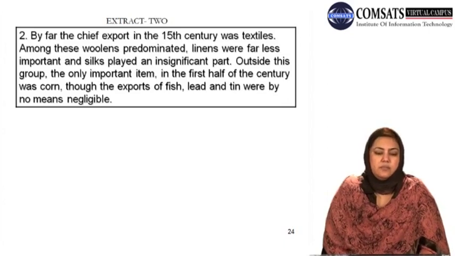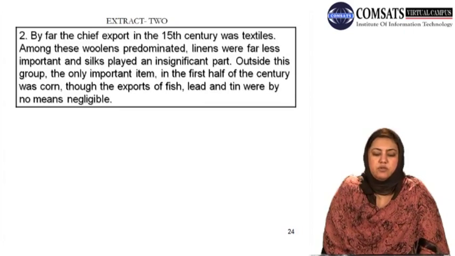Look at the extract. You can read it yourself. For a listening comprehension, I would read it out. By far the chief export in the 15th century was textiles. Among these, woolens predominated, linens were far less important, and silks played an insignificant part. Outside this group, the only important item in the first half of the century was corn, though the exports of fish, lead and tin were by no means negligible.